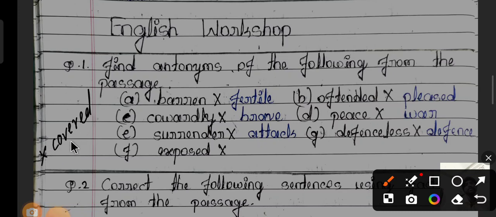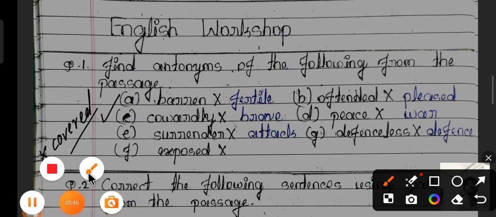COVERED. The exposed opposite word is covered. It is the right answer. Okay, we will continue that.